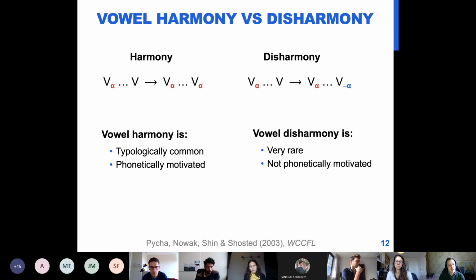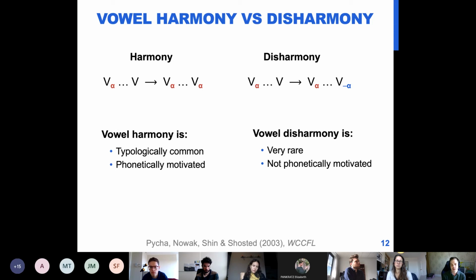And we see a sort of discrepancy here. So vowel harmony is typologically very common, and it's also phonetically motivated. From an articulatory point of view, harmony is an assimilation pattern. That means it makes the vowels that are next to each other more like each other, which would make it easier to articulate. So it has this underlying phonetic motivation.